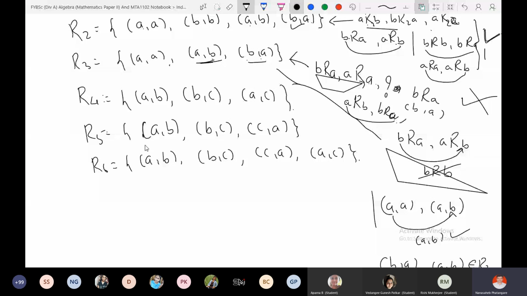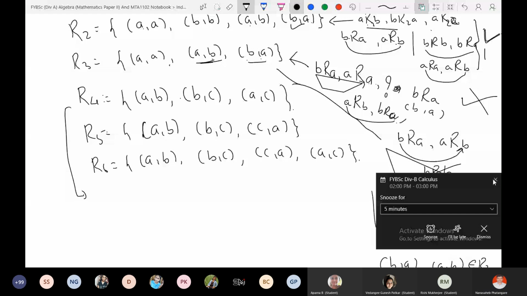What about R4? Not transitive. Transitive. Yes, sir. Not transitive, sir. BB is not there. It is not transitive.